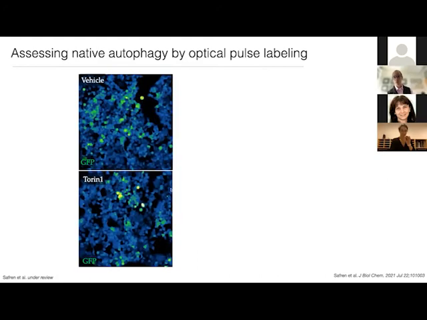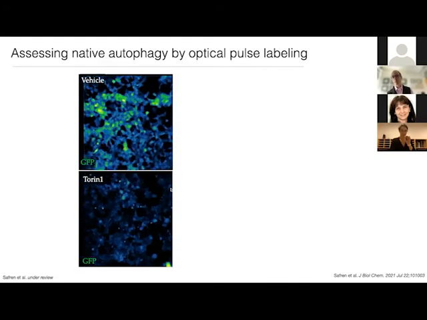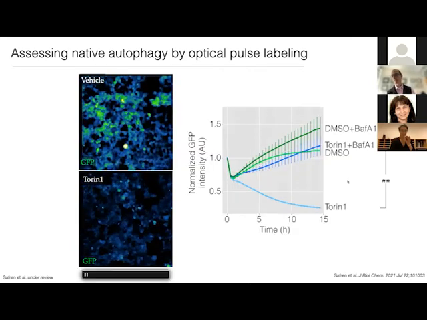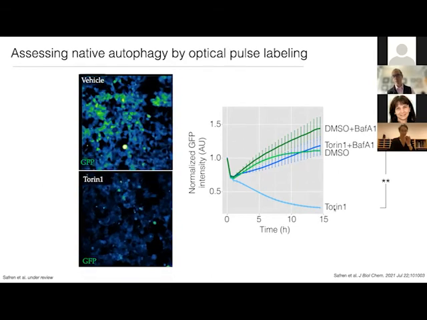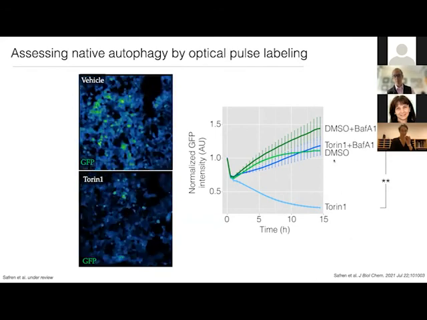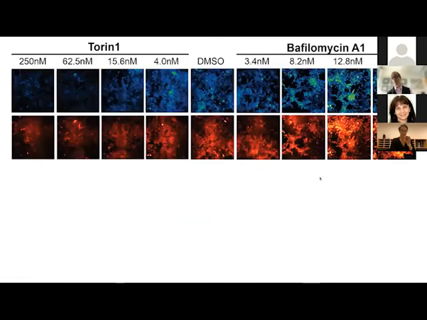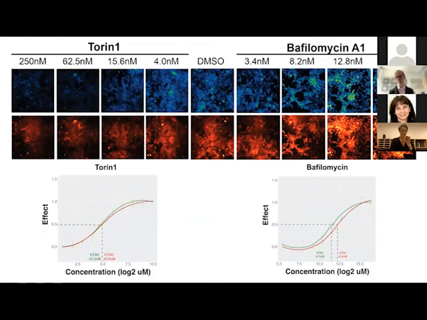I mentioned we can also use the green channel. It's actually quite helpful to look at both channels when doing these experiments, because here you can see a very prominent effect of torin on enhancing the turnover of these labeled autophagosomes that again is fully blocked by bafilomycin. Importantly, we can use information acquired from both channels in a dose response assay and calculate with high confidence the EC50 and IC50 for any compound that we're interested in. As you can see here, using the two channels gives you very complementary information and is also pretty accurate.